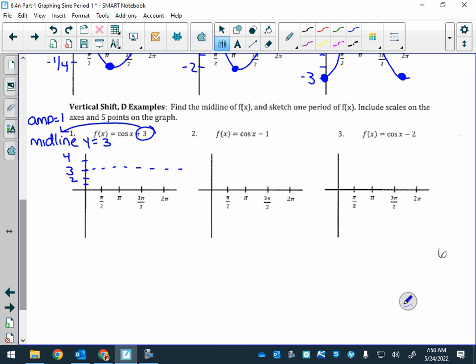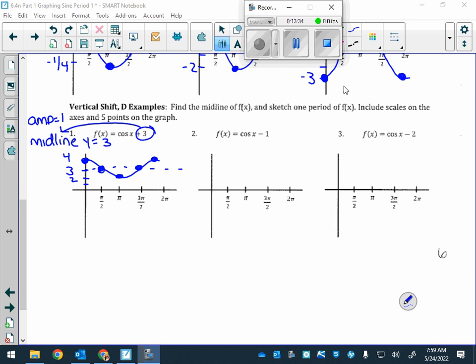For cosine, where am I starting? Be careful. 4, our highest y value. That's where we're starting. 4. Pi over 2, where would I go? Pi. 3 pi over 2. And 2 pi. Good. Try number 2 and 3.